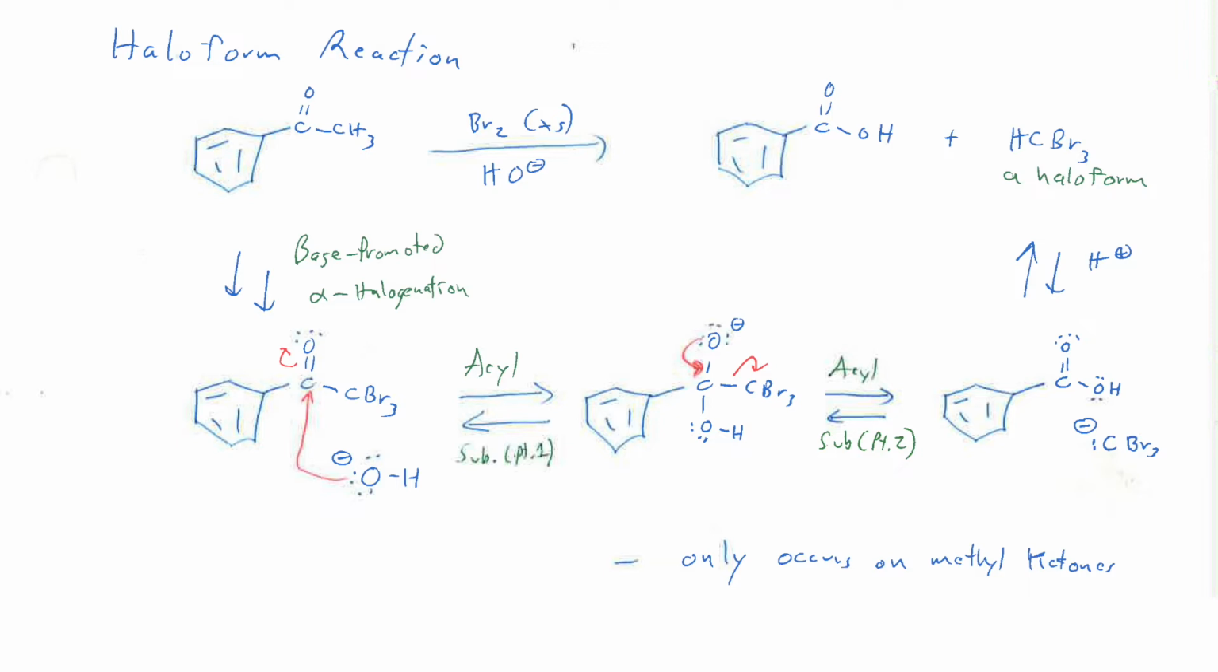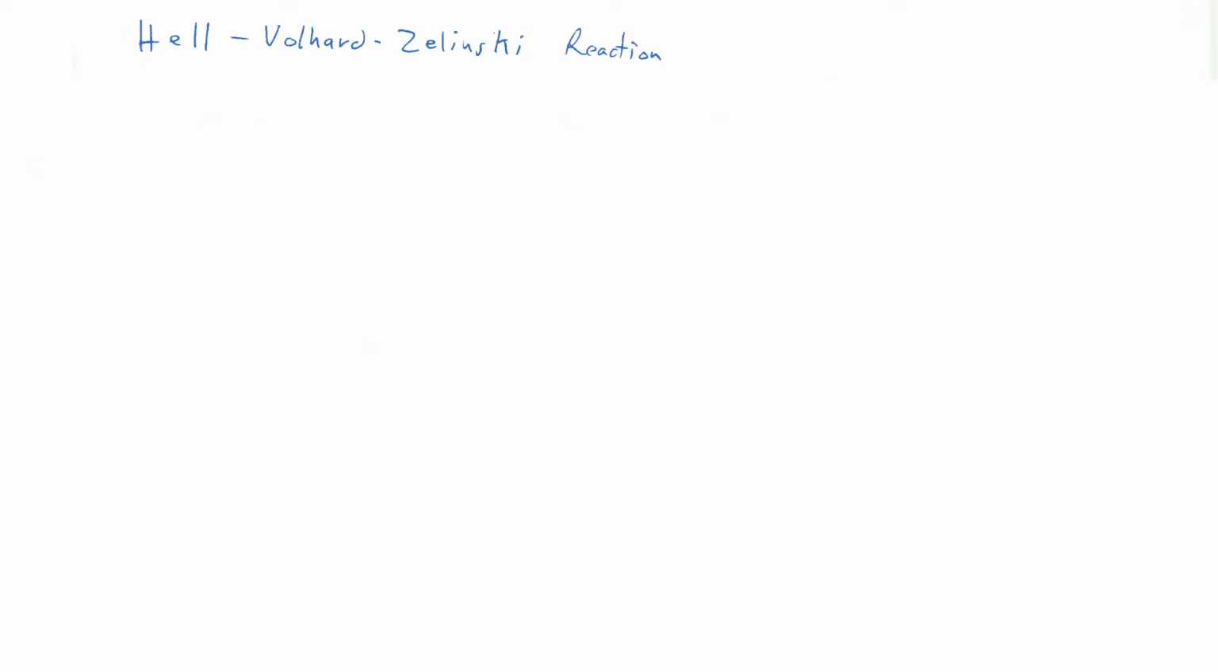All right, so our next reaction's another quirky one. It's actually yet another variation on halogenation. And if you've ever thought that organic chemistry was hell, well, today you're actually right, because we're going to look at the Hell-Volhard-Zelinsky reaction.